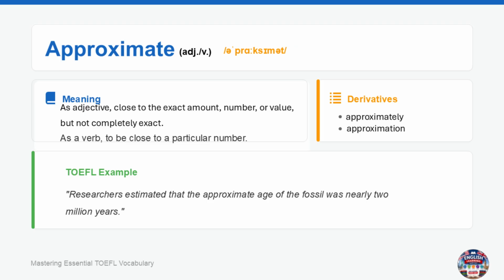Listen to this example. Researchers estimated that the approximate age of the fossil was nearly 2 million years. Here's your TOEFL-style question. Why did the researchers describe the fossil's age as approximate? Because the exact age could not be determined.